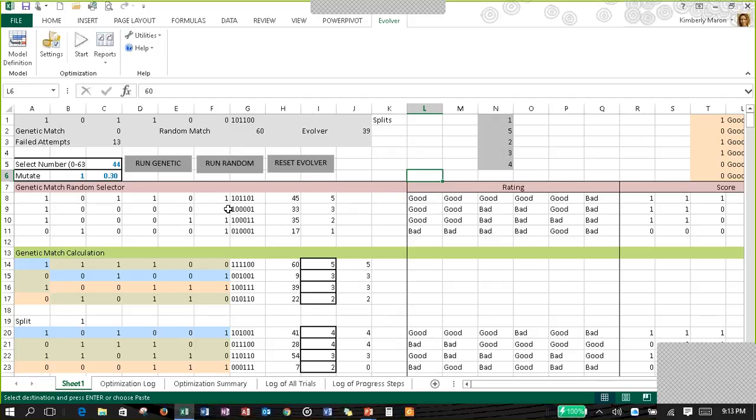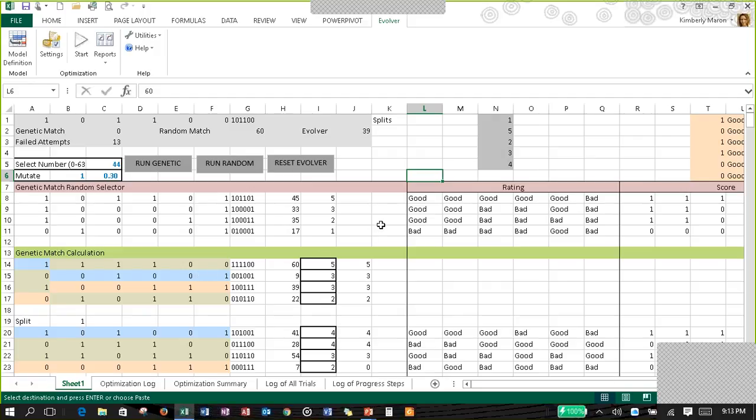So if we score these, we see that in row 8, we scored a 5, and in row 9, we scored a 3. What that means is in row 8, 5 of the 6 numbers are correct. In row 9, only 3 of the numbers are correct. Okay? So then we're going to take those 4 guesses, and we're going to take the best 2. So we've moved those best 2 guesses from rows 8 and 9 down to rows 14 and 15.